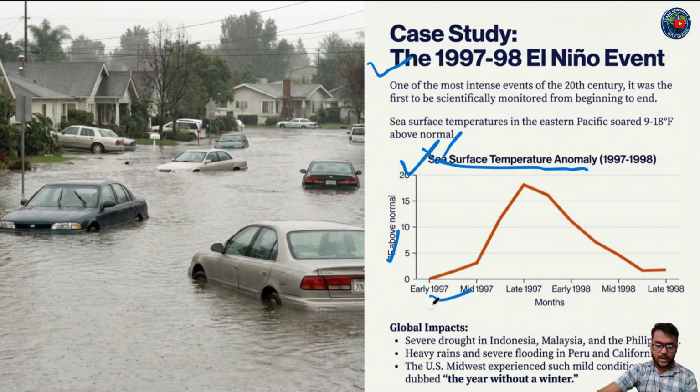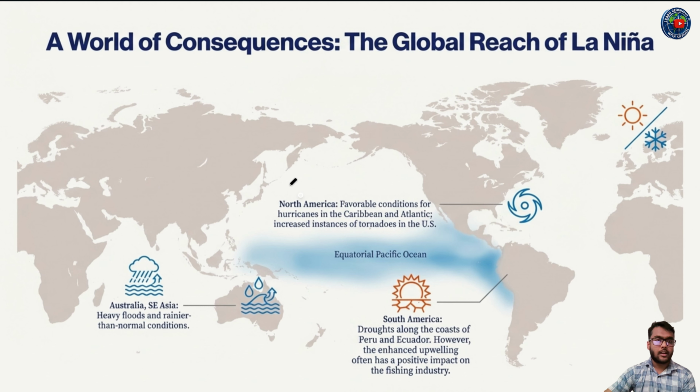Global impact: severe droughts in Indonesia, Malaysia, and the Philippines, and heavy rains and severe flooding in Peru and California. The US Midwest experienced very mild conditions. It was dubbed the year without a winter. Now, the global consequences after reaching La Nina.